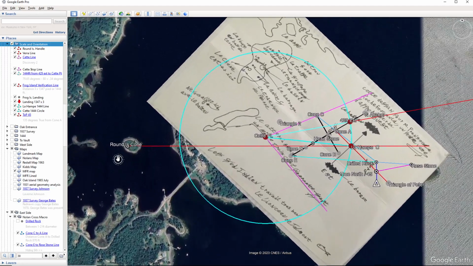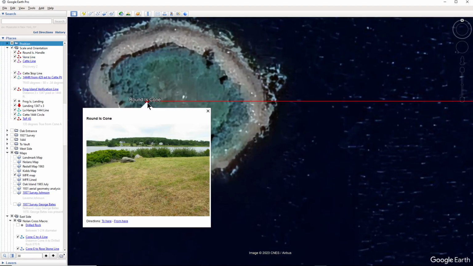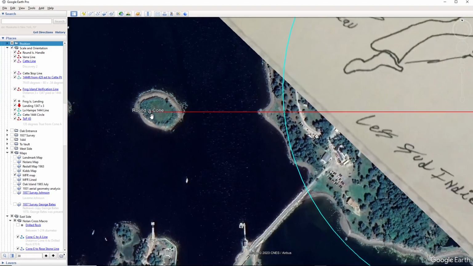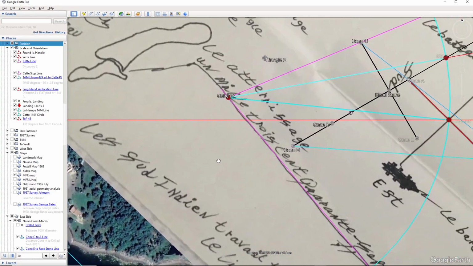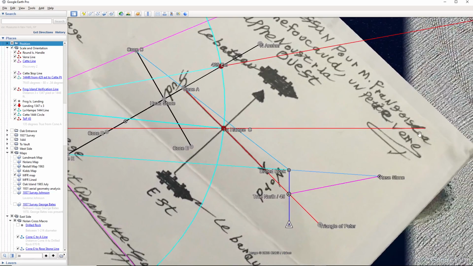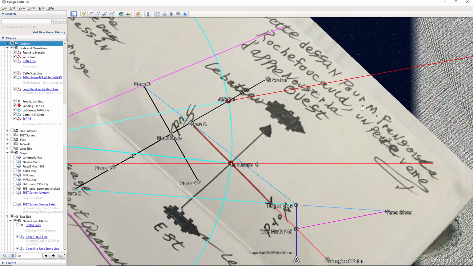So this is a function, the landing is a function of orienting this document to these 2 points. Now the round island cone is these 2 rocks right here, and it is due west of La Hampe. And this line is determined in this document through this association here through this V, which is the solution to this riddle that is in this note right here that was discovered by Olivier from Oak Island Research.